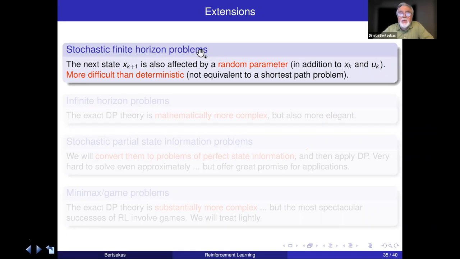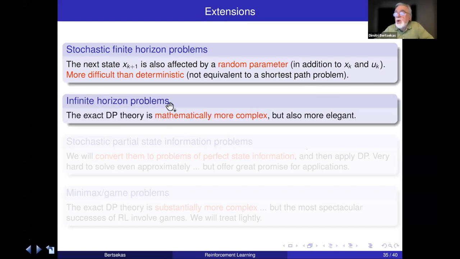Stochastic finite horizon problems, where the next state is not fully determined by xk and uk, but is also affected by a random parameter. This is a more difficult calculation. We're going to consider both exact and approximate dynamic programming. In either case, the calculation is more difficult than in the deterministic case. And part of it has to do with the fact that this problem is not equivalent to a shortest path problem. It's far more difficult.